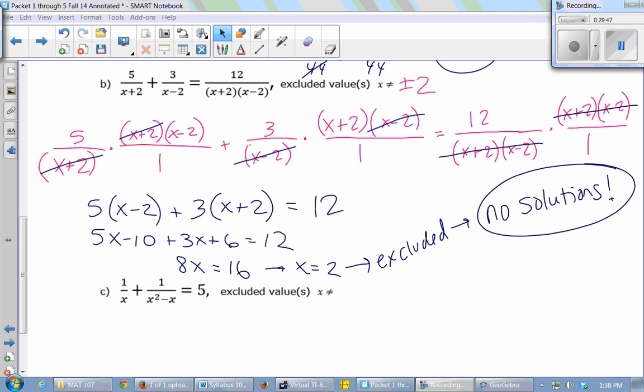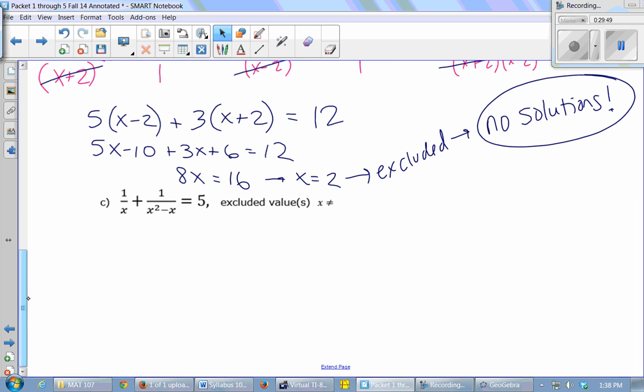Okay, I'd like for you guys to try C. Let me just give you one little hint. Factor x squared minus x before you do anything else. That will help you find excluded values and figure out what the common denominator is.